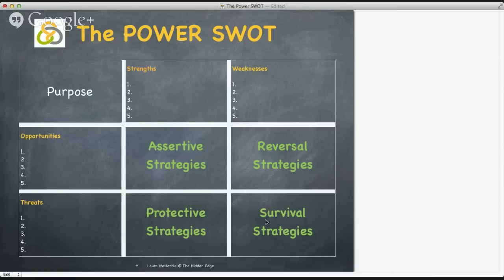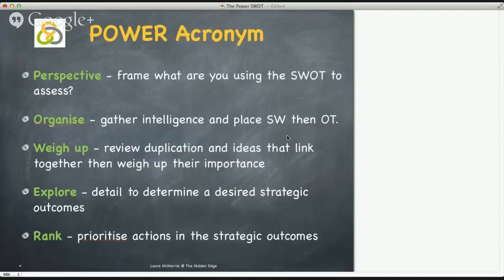So let's have a look at the Power acronym and what that stands for. P stands for perspective. It may also stand for position, premise, promise. It matters not which P you use. What's important is that you frame what you're using the SWOT to assess. O stands for organise. Gather your intelligence and place what you've got into its strengths, weaknesses, then opportunities and threats.